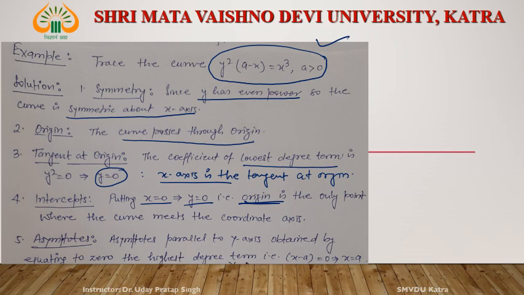Asymptotes. See, the asymptotes parallel to the y-axis are obtained by equating to 0 the coefficient of the highest power of y. The highest power of y is 2, and the coefficient of y square is a minus x. So a minus x equal to 0 implies that x is equal to a. This straight line x equal to a is the asymptote of the curve.